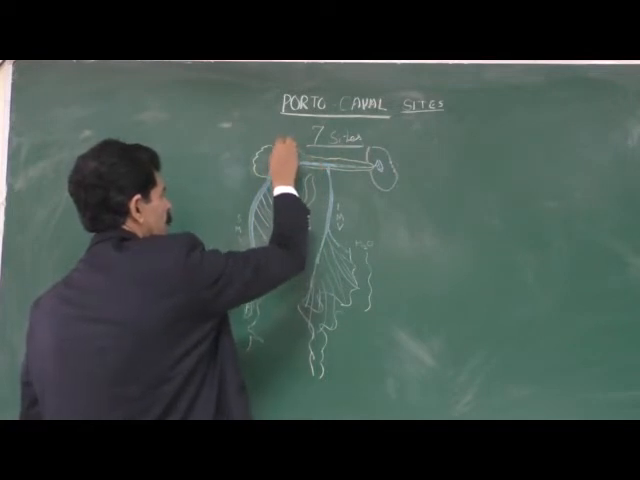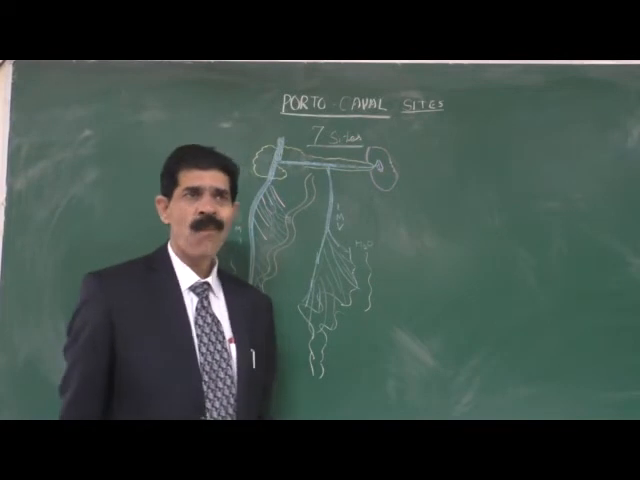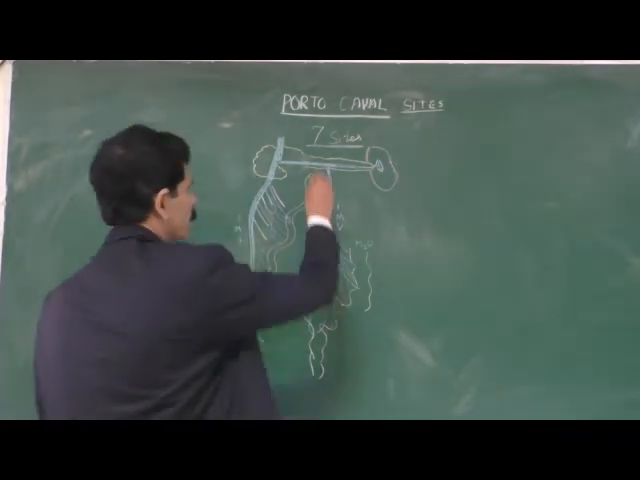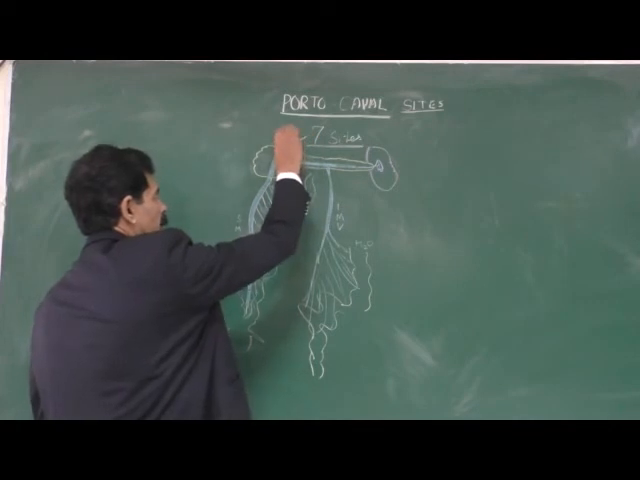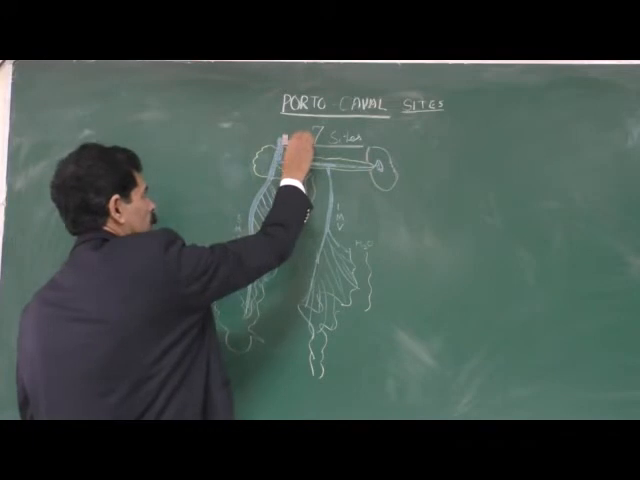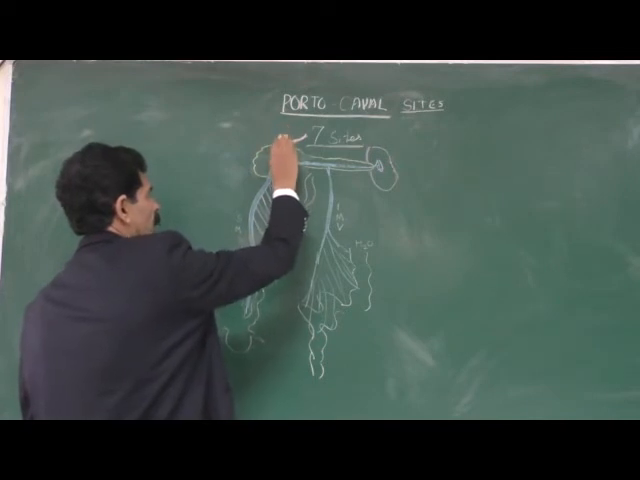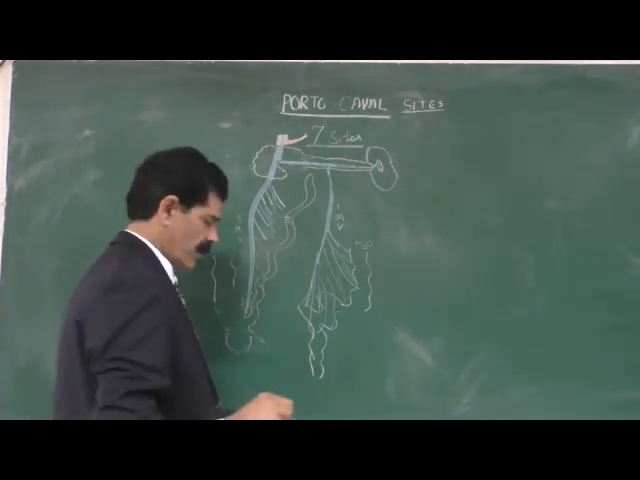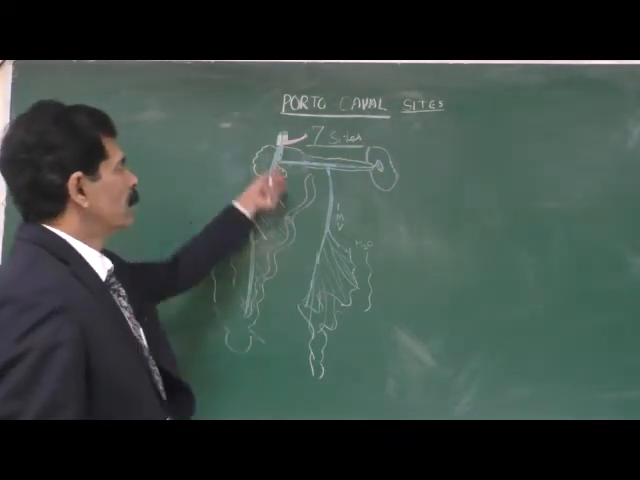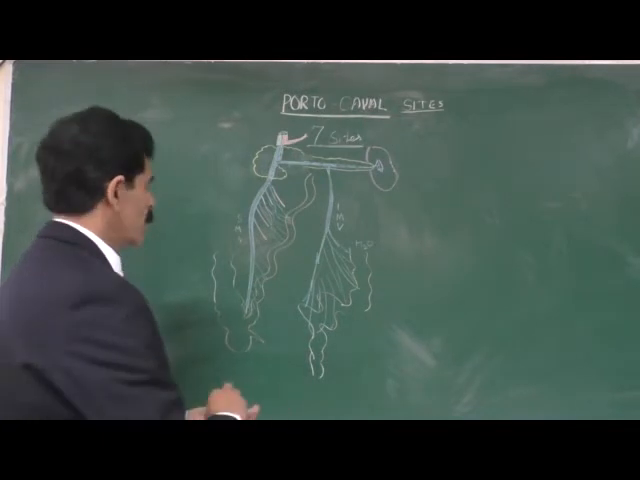It runs upward in the right free border of the lesser omentum, just in front of the foramen of Winslow. And here the portal triad is formed. The portal vein lies posteriorly, the hepatic artery proper runs in front of it on the left side, and in front of the portal vein on the right side is the common bile duct. So that is the relation of the portal vein. It lies in the right free border of the lesser omentum.